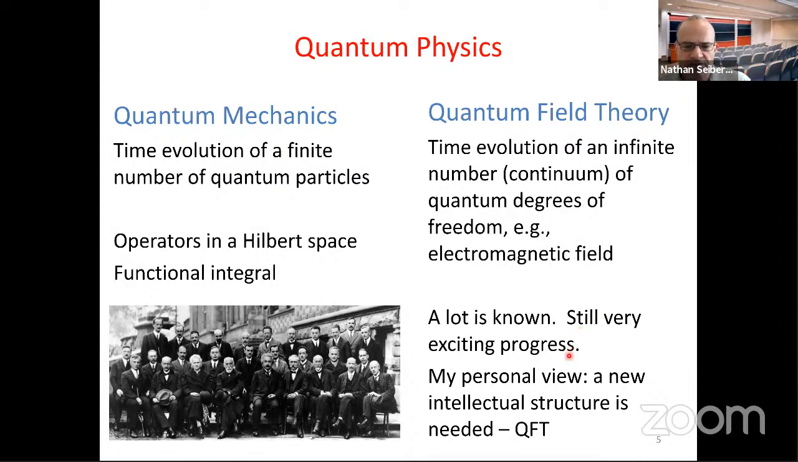My own personal view is that just as in classical physics, we have a very natural mathematical setting for classical mechanics and classical field theory, here, the mathematical setting is not yet in place. And one sign of it is that quantum field theory is not rigorously understood. Mathematicians are not yet happy with the rigor of quantum field theory. And I'll say more about that later.